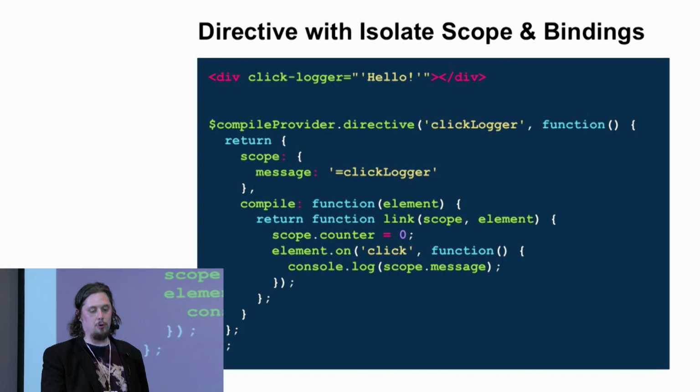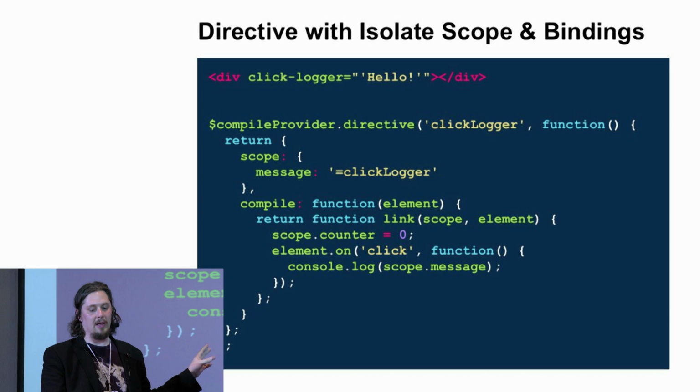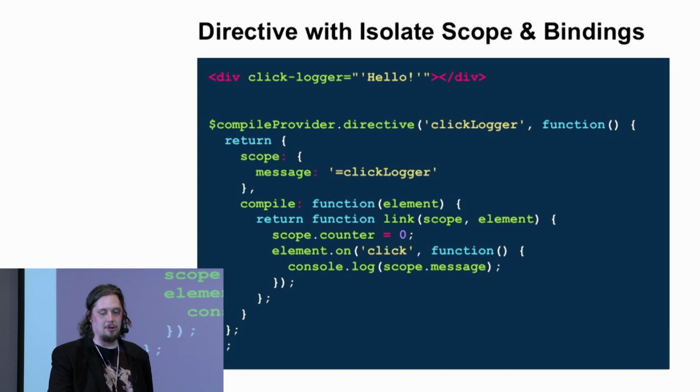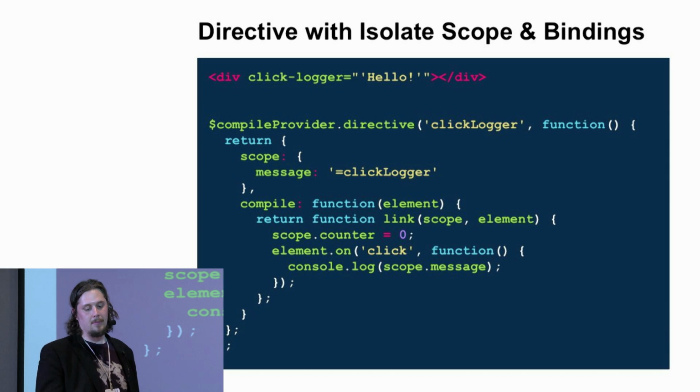And here's how you use them. So you have a directive that is asking for an isolate scope. The way that works is it still has this scope attribute on the definition object, but the value of it will be an actual JavaScript object, whereas before it was a Boolean. And that just means, please give me an isolate scope when you link me.